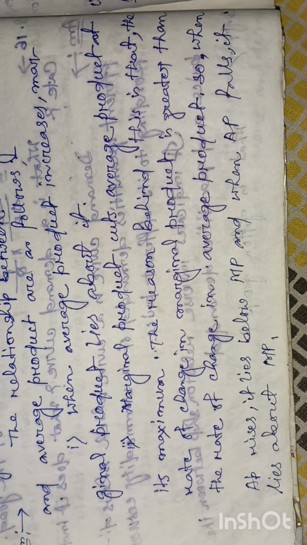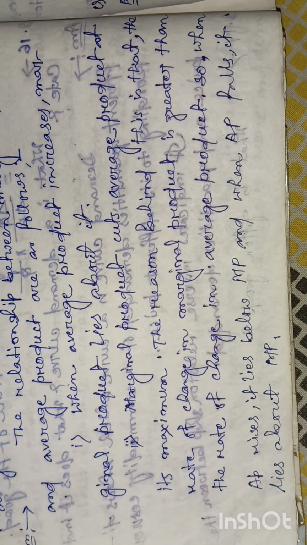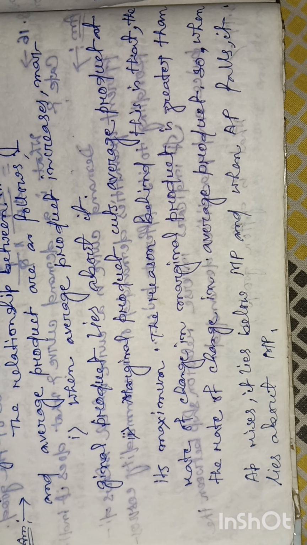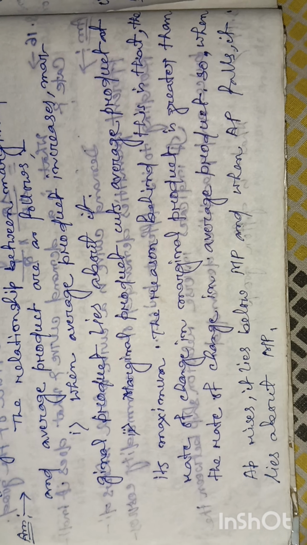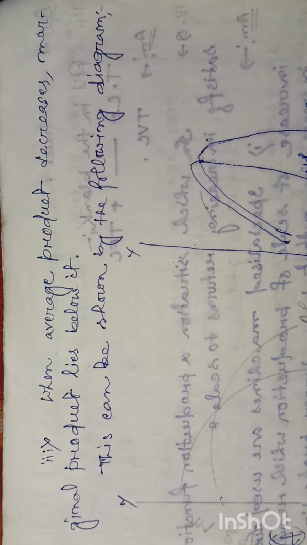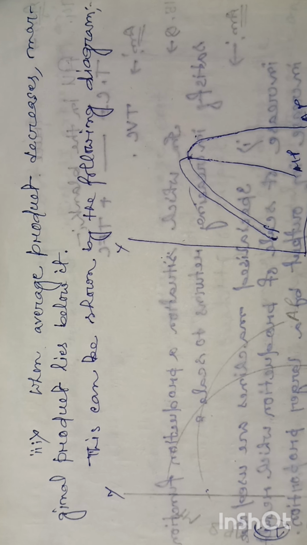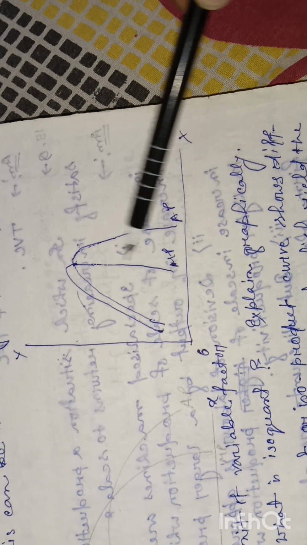The reason behind this is that the rate of change in marginal product is greater than the rate of change in average product. So when AP rises, it lies below MP, and when AP falls, it lies above MP. When average product decreases, marginal product lies below it. This can be shown by the following diagram. OY axis, OX axis, MP marginal product, AP average product.